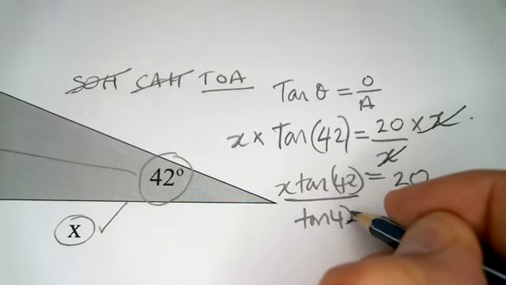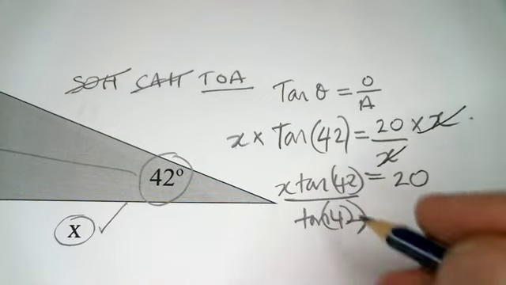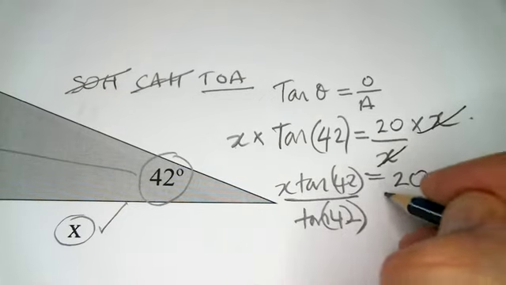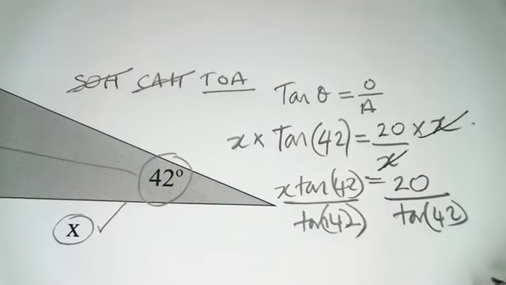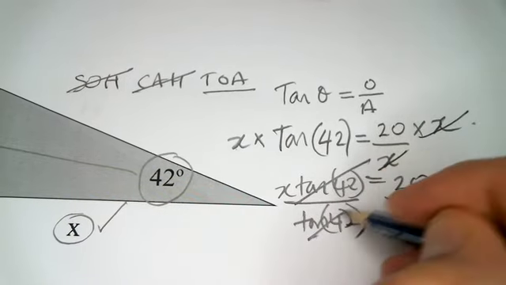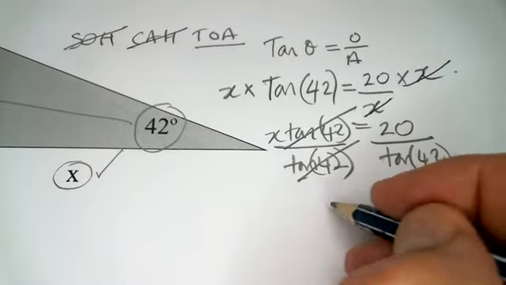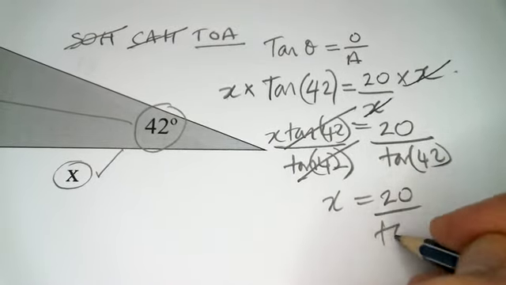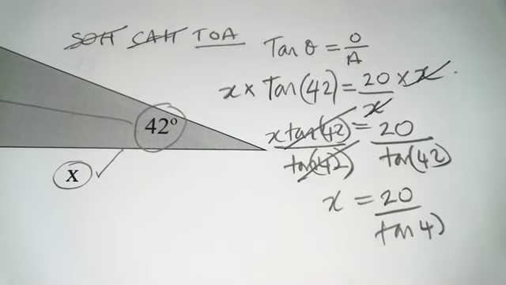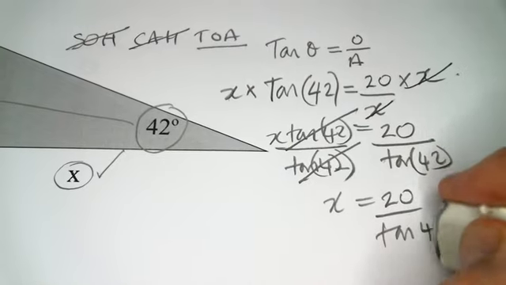I'm trying to do a bracket and write 42. Not working well. Tan 42, here we go. Of course, tan 42 divided by tan 42 is 1. Anything divided by itself is 1, leaving me with x is 20 over tan 42. And this is where I'm trying to write a 2 and write a bracket at the same time. It's not working well. Let's try that again.